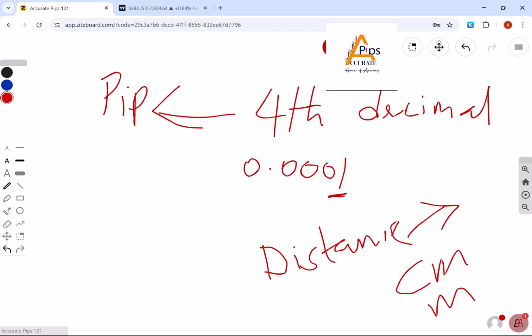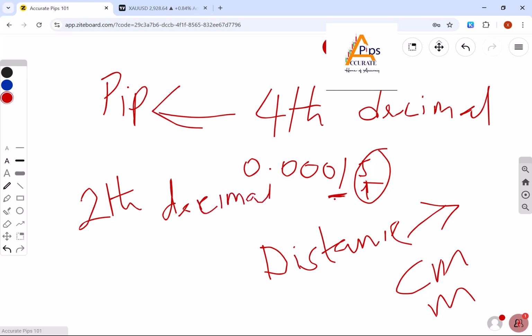But for the JPY pairs, okay, we use the second decimal place. Now, for some brokers, you will see up to five. If you are using a broker that has a fifth decimal place, please, when you are calculating, ignore this. We call it the pipette, the smallest of the pip. So we don't use the fifth place, we use the fourth. Then with the JPY, if it is three, ignore the third decimal point and use the second decimal place. Guys, I hope you are following.